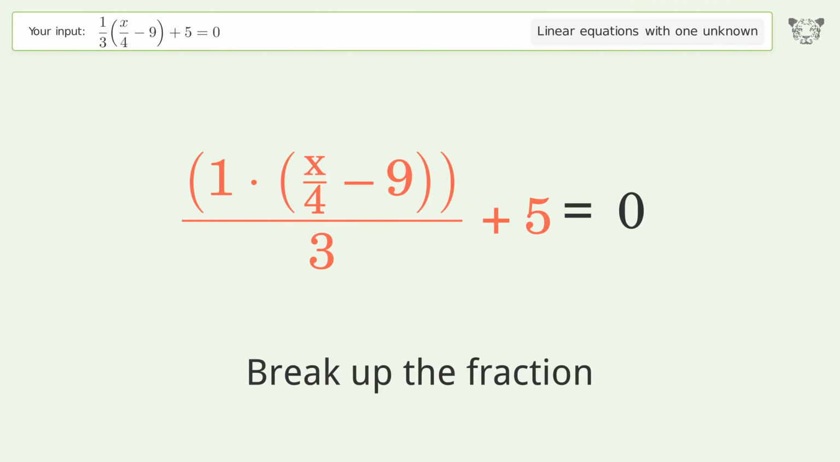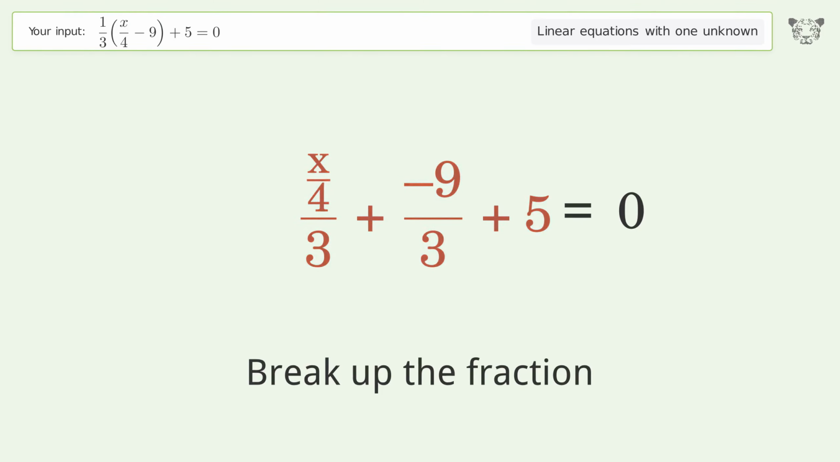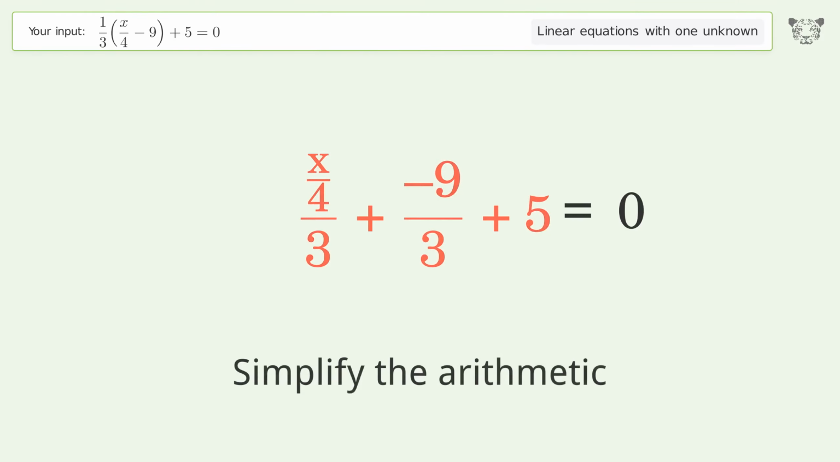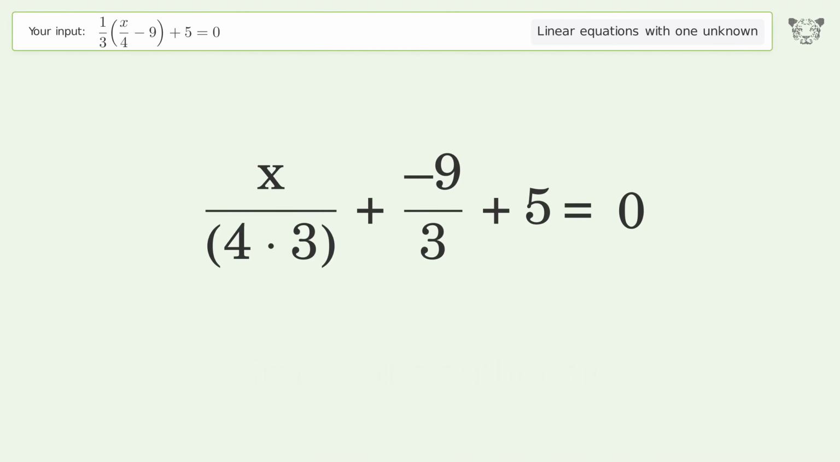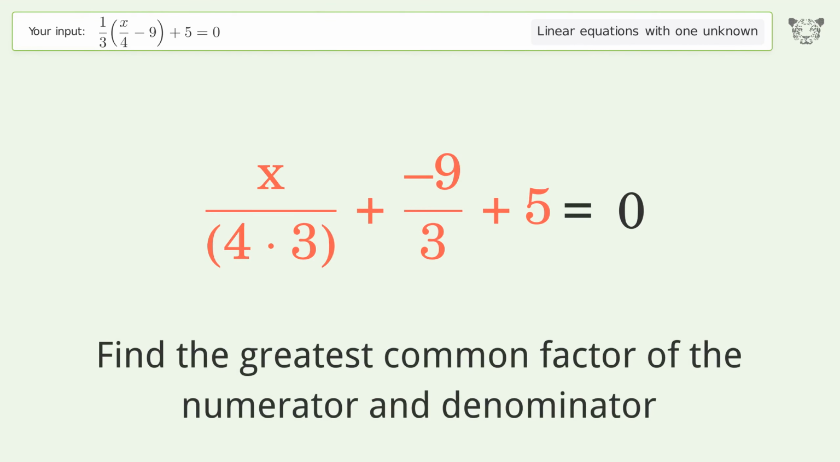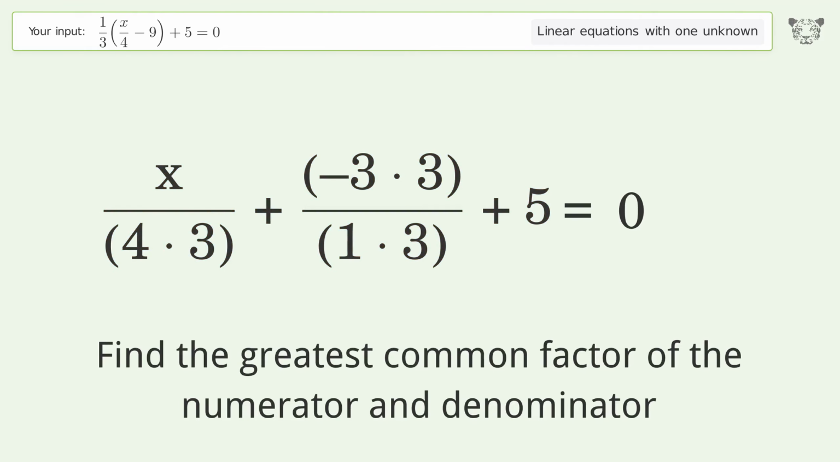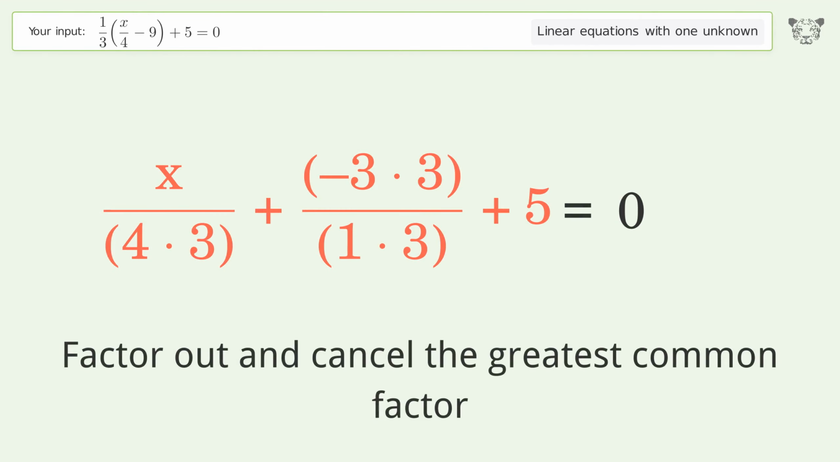Break up the fraction. Simplify the arithmetic. Find the greatest common factor of the numerator and denominator. Factor out and cancel the greatest common factor.